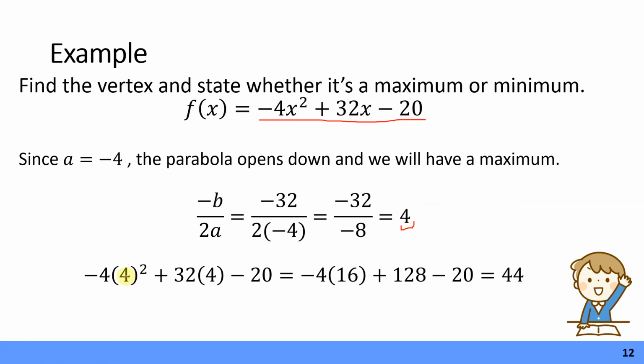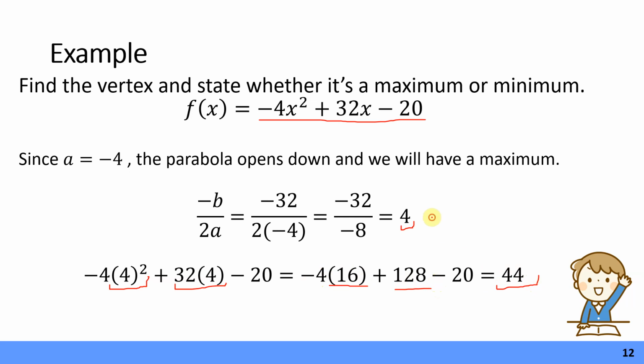So I'm going to have -4 times 4 squared plus 32 times 4 minus 20. If you're going to do this manually, you must know that you have to do the exponent first. So 4 squared gives me 16. This one doesn't have an exponent, so I can multiply 32 times 4, which is 128. And then the minus 20, I just bring down. From here, you could just put this straight in your calculator, and I get 44.